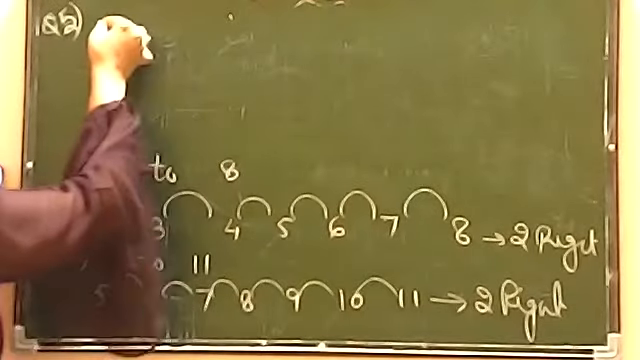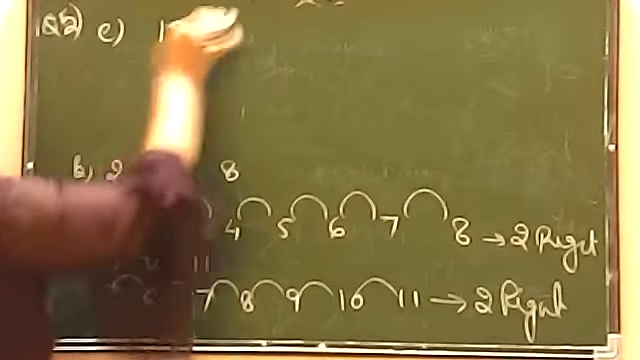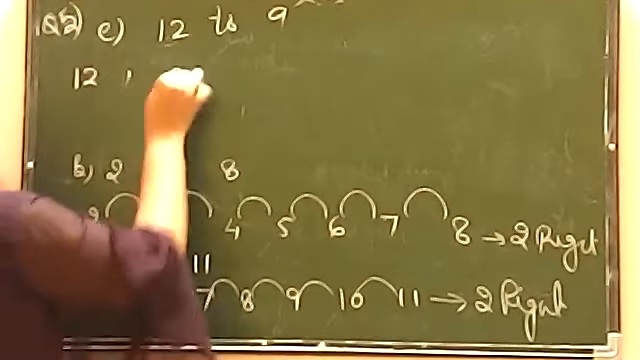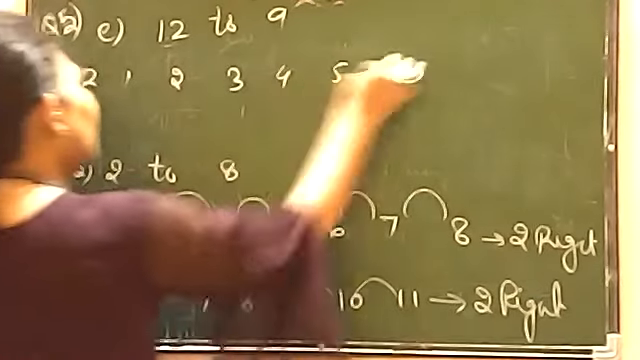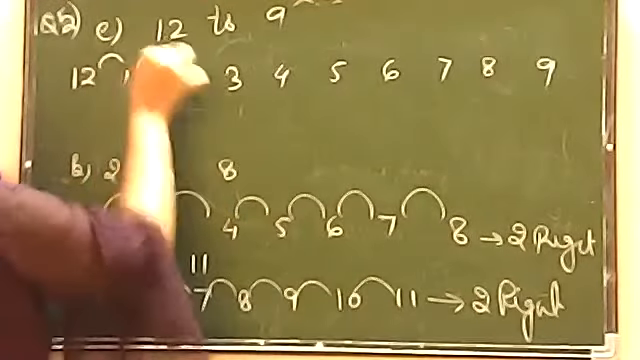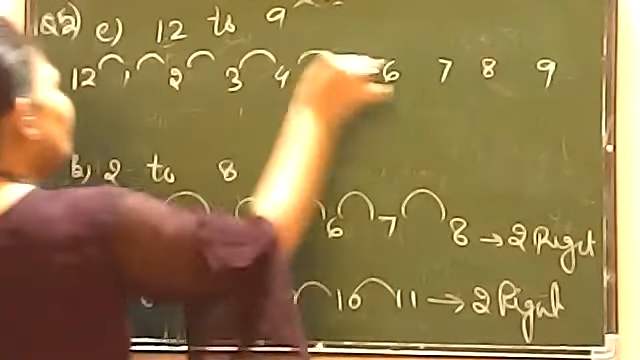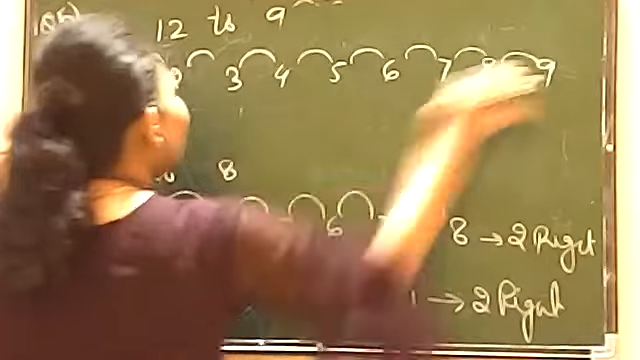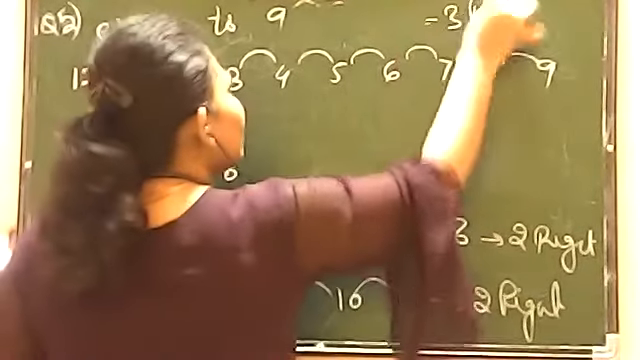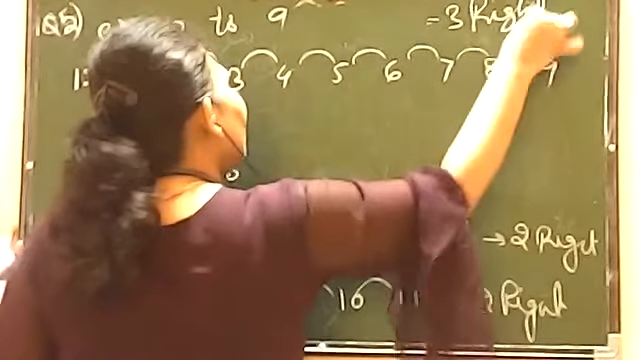12 to 9 is question number E. 12 to 9. 12 के बाद क्या आता है बेटा? 1, 2, 3, 4, 5, 6, 7, 8 and 9. 1 step, 2 step, 3 step, 4, 5, 6, 7, 8 and 9. 9 steps means 3 right angles.